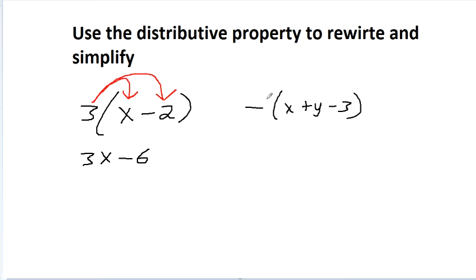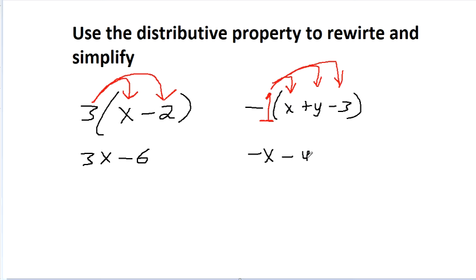Okay? Students like to think of there being like a little invisible 1 here, written in front. So it's like a negative 1 times everything on the inside of this parentheses. Okay, so if you rewrite this one with the distributive property, that's negative x or negative 1x. Either one should be okay.